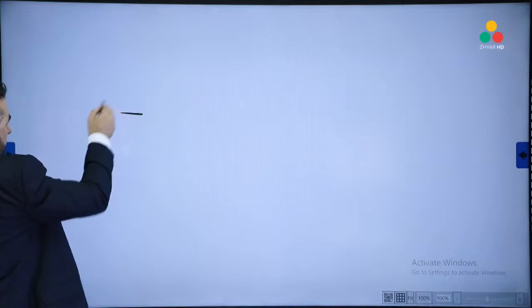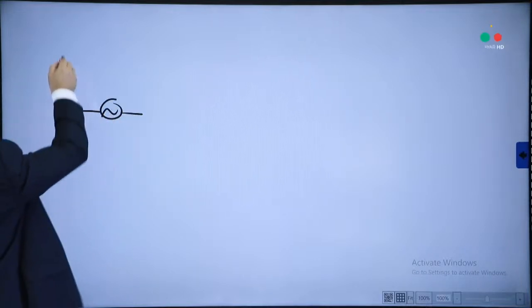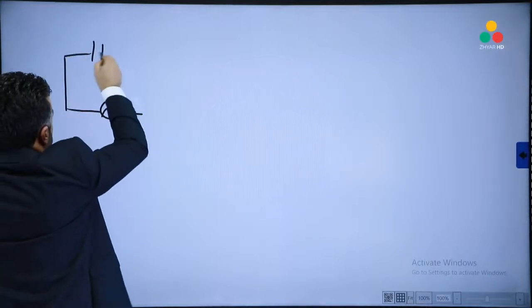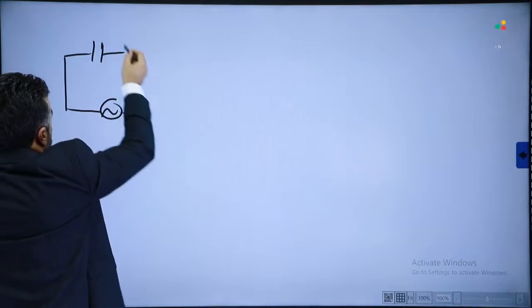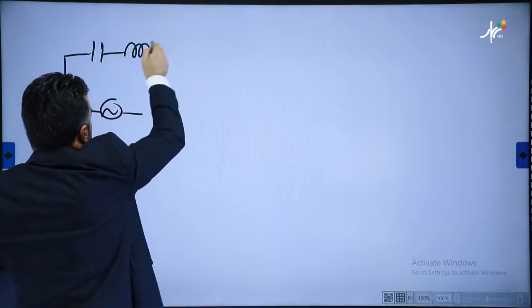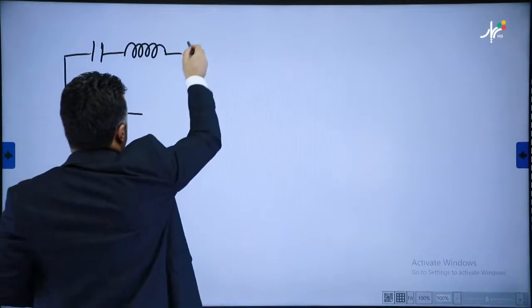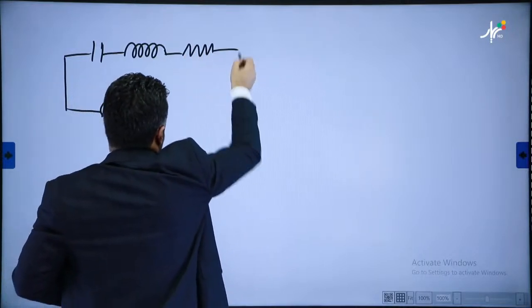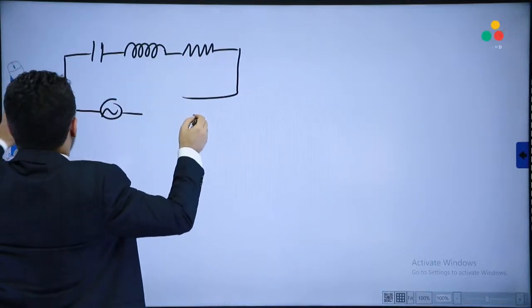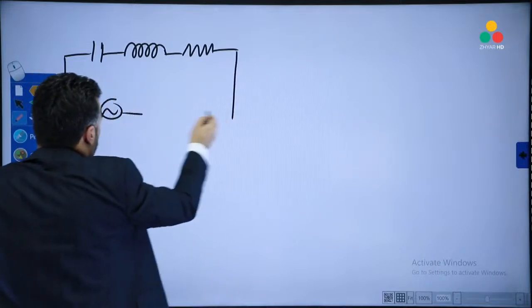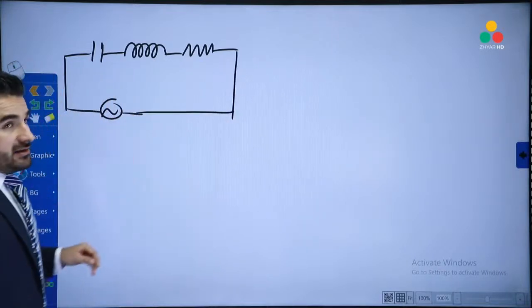So here's an alternating current source. And of course, we have, let's say, a capacitance. And then, let's say these two places are equal. We have an inductor, or an inductance, you can say. And after that, we have a resistor as well here. And all of this, you can see, is connected to the circuit.